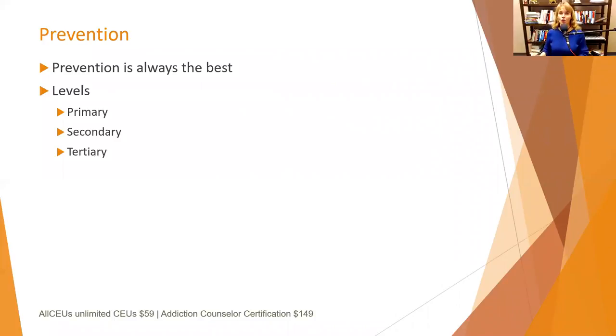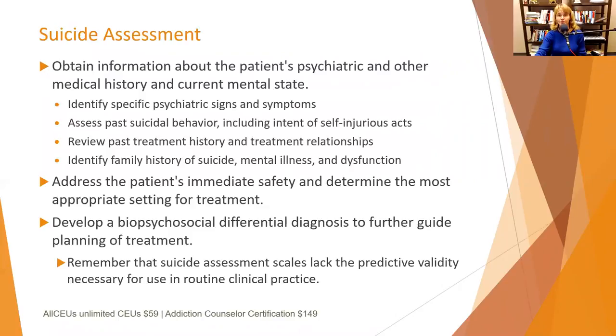All right, well, they're in crisis right now. Let's prevent it from becoming a situation where they may be feeling suicidal. In a suicide assessment, obtain information about the patient's psychiatric and other medical history and current mental state. Now, this is when, ideally, you've already done the rapport building and everything, and you're actually doing a formal assessment for treatment at this point.